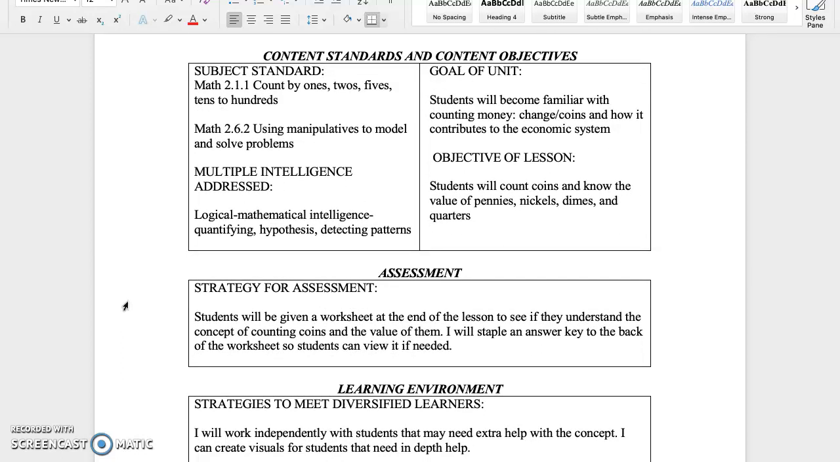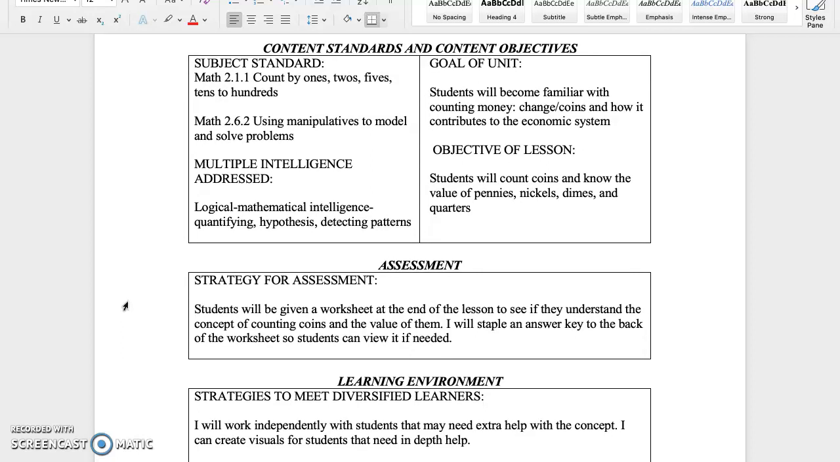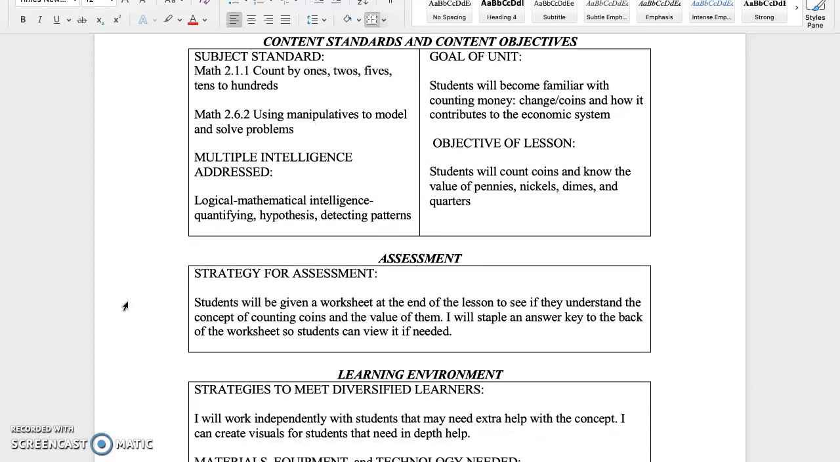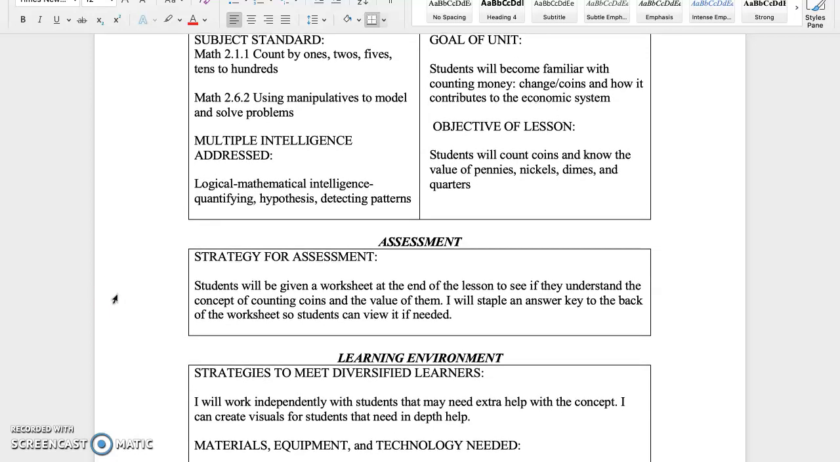So my goal is for students to become familiar with counting money and specifically change, and I would discuss how it contributes to the economic system, and why we need money and how the system works. So I would connect this math topic with the economic system, which is pretty interesting. So they would get to learn some of that topic.